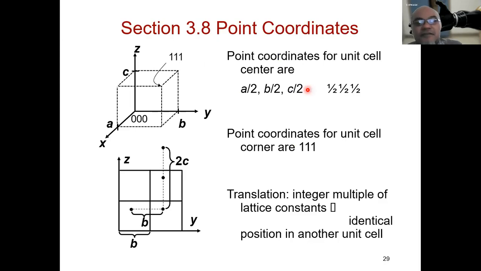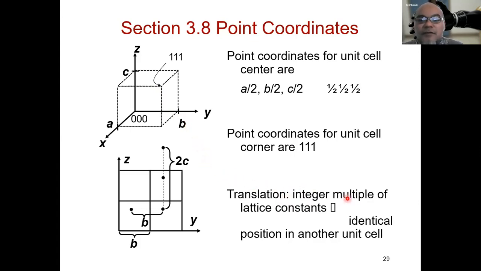Any questions so far? No. So we have basically discussed point coordinates. Coordinates are defined according to the lattice constants, a, b, c in the x, y, z axes respectively. So if the position is a over 2, b over 2, c over 2, then the coordinate is written as 1/2 1/2 1/2. At the corner, it will be 1 1 1.